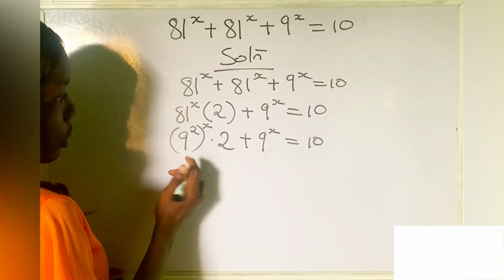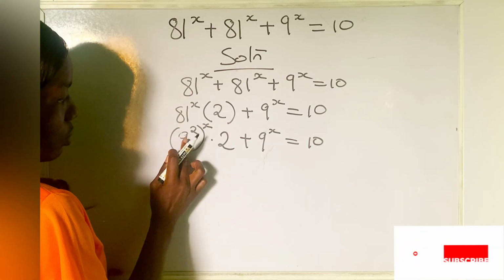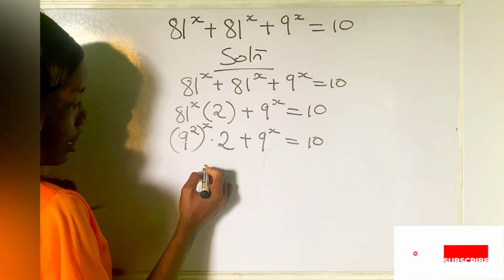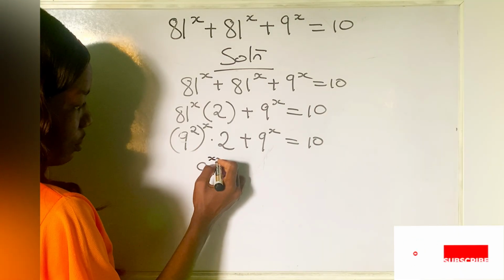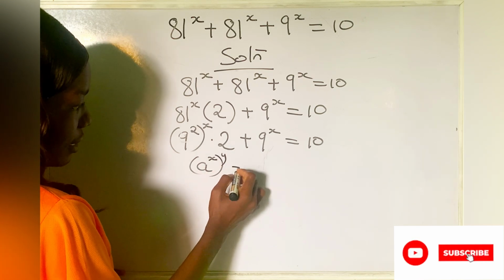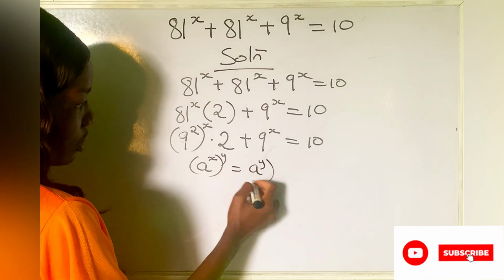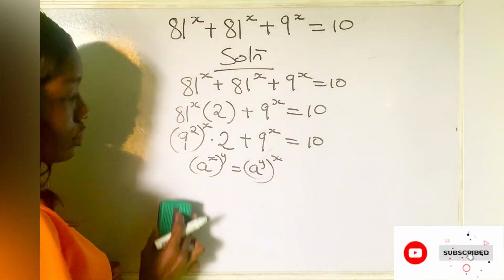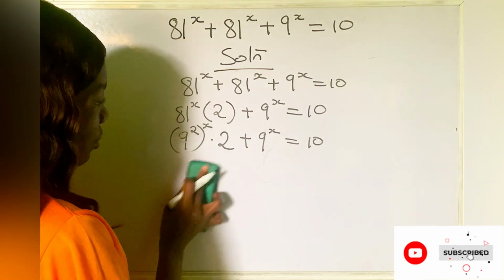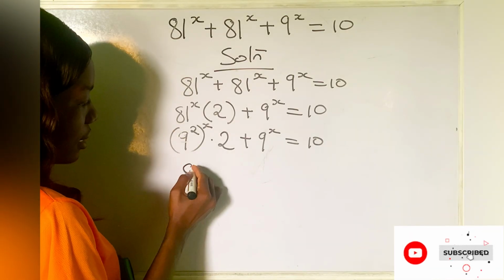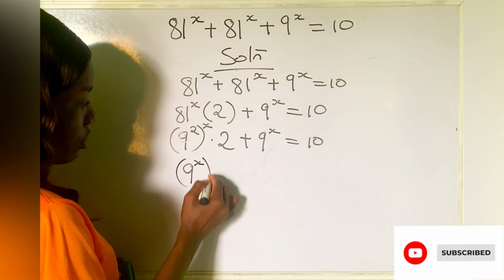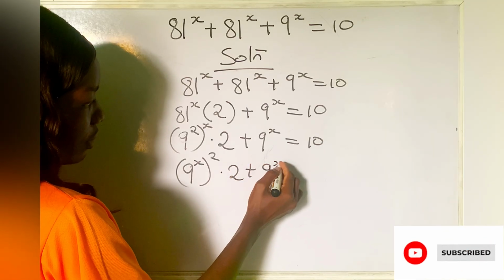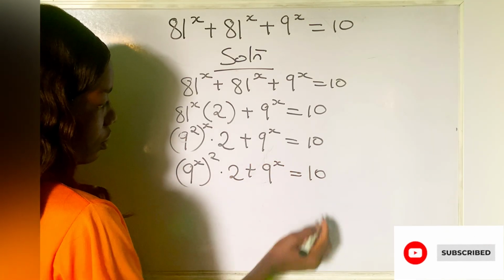Okay? So now, because we want to write this to be similar to this, remember in our law of indices, when you have something like a to the power of x raised to the power y, it is the same thing as saying a to the power of y raised to the power of x. Because when you multiply these two powers, they still do the same job. So let's rewrite this as 9 to the power of x raised to the power of 2, multiplied by 2, plus 9 to the power of x is equal to 10.